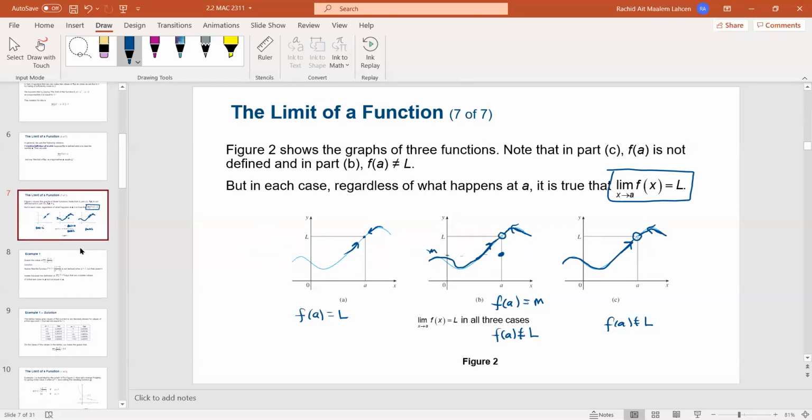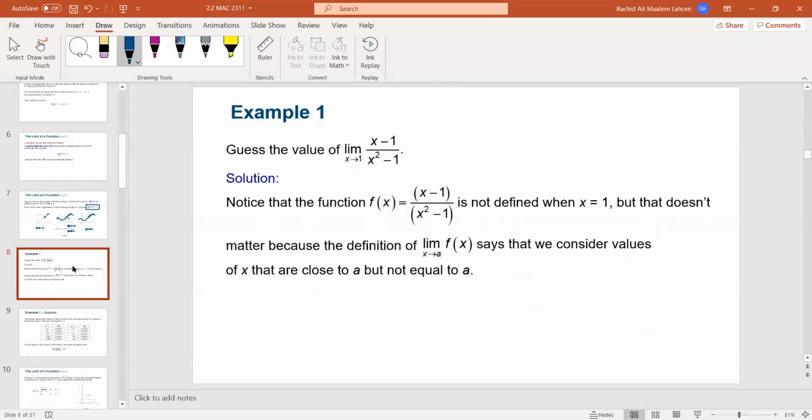So if you need to pause the video and go through it, you do that. So let's look at an example again, where it's not defined. If you did this in college algebra or pre-calculus, you'll find that if we call this function f of x, and here the request is toward 1. But if you simplify it, since it's a difference of squares, you get 1 over x plus 1.